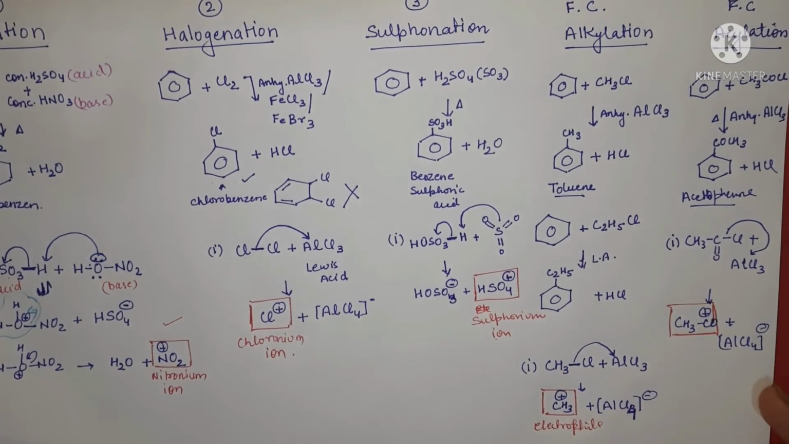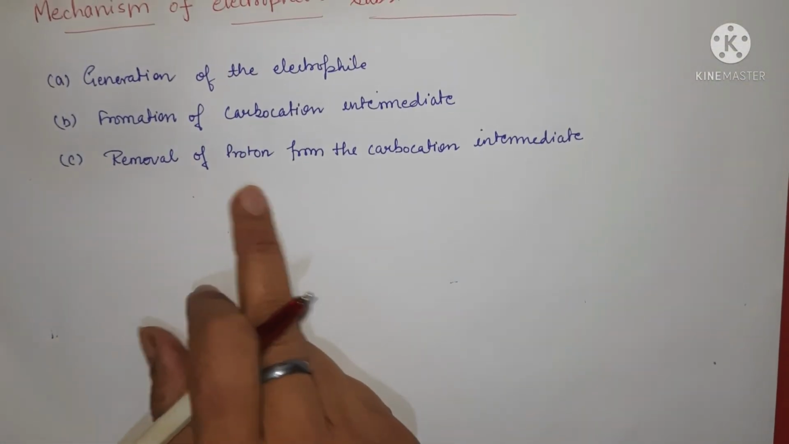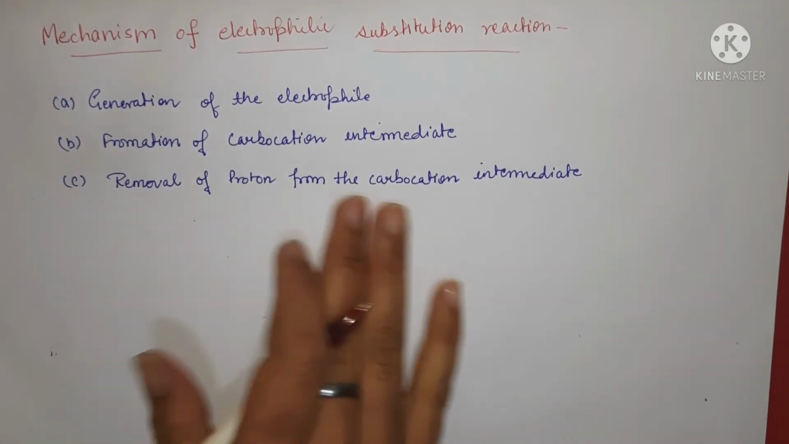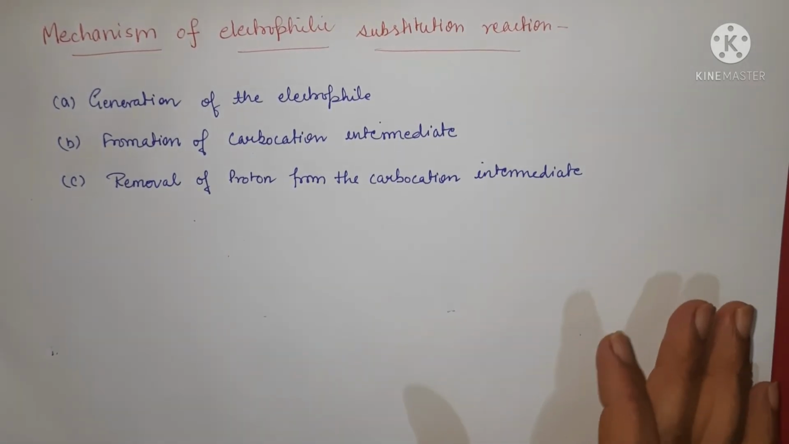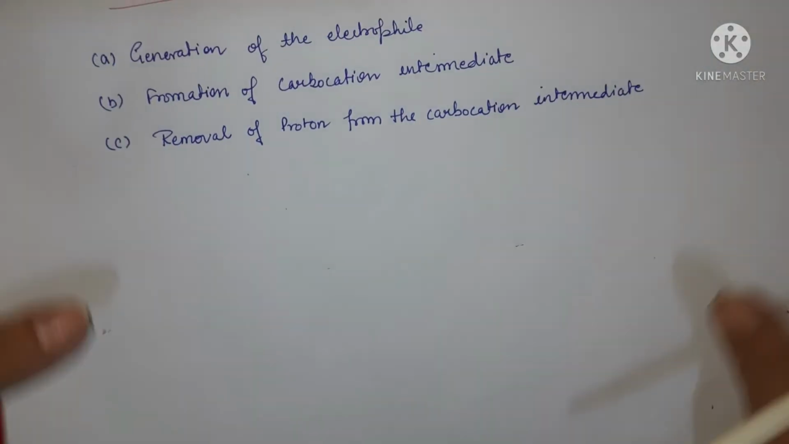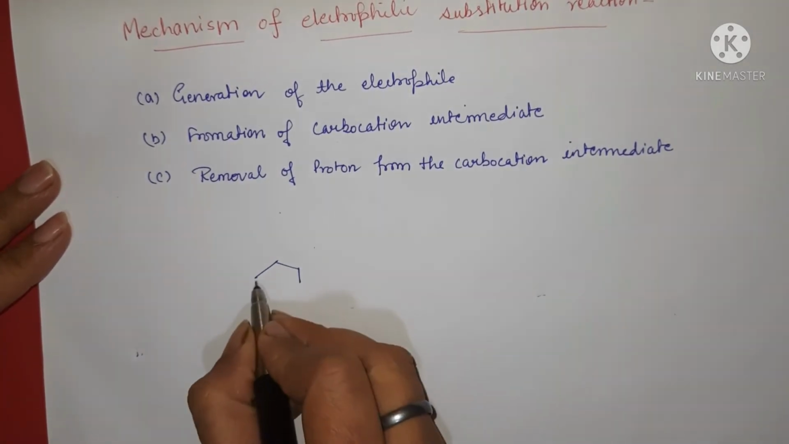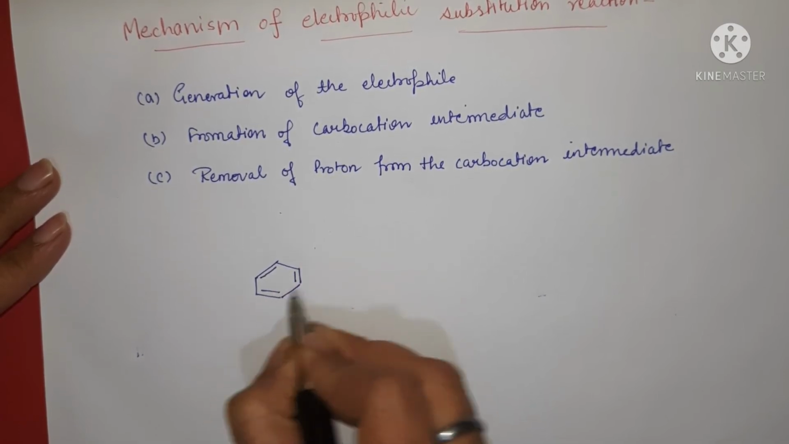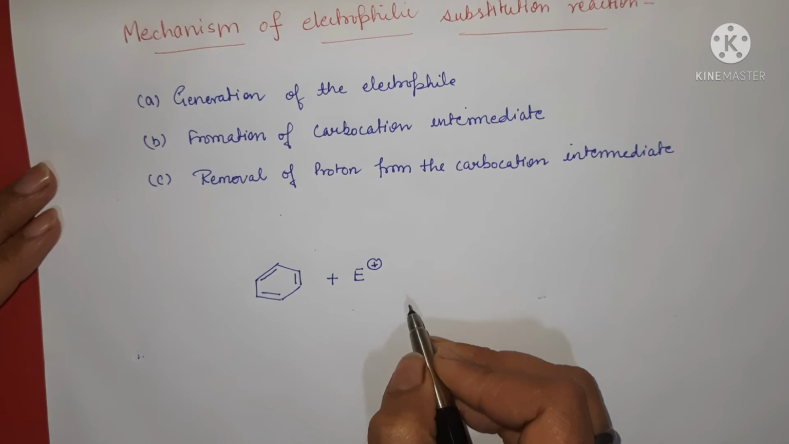So the second step is, you can see here, the second step is what? Formation of carbocation intermediate. Now we are going to move towards the formation of this carbocation intermediate. We will do it in one step for all the substitution reactions. So let's start. Let's say we have a benzene, and this benzene is now going to react with the electrophile, the different types of electrophile which we have just seen being generated.